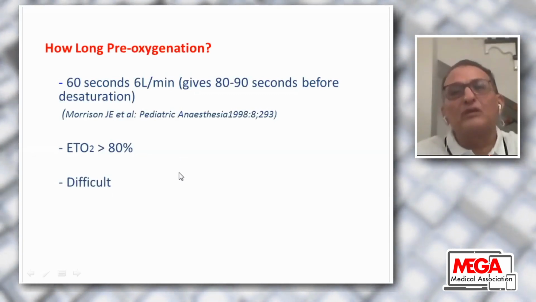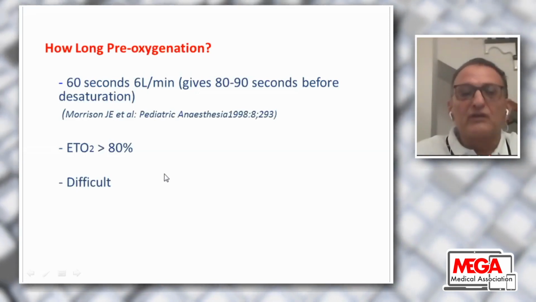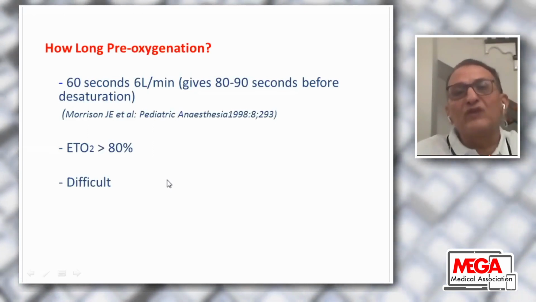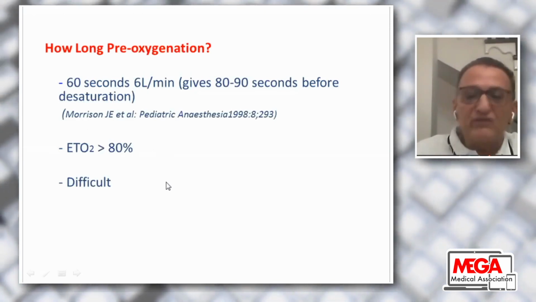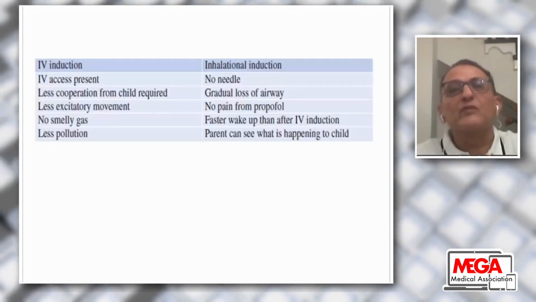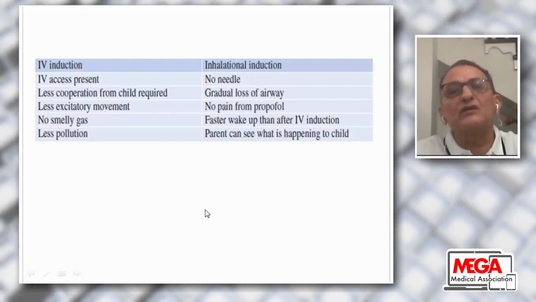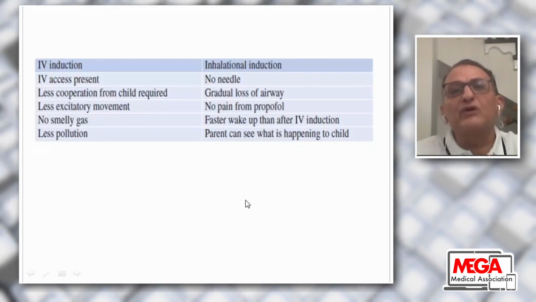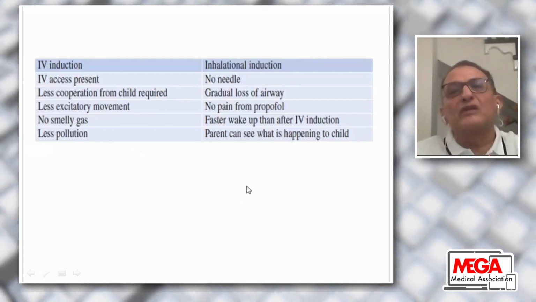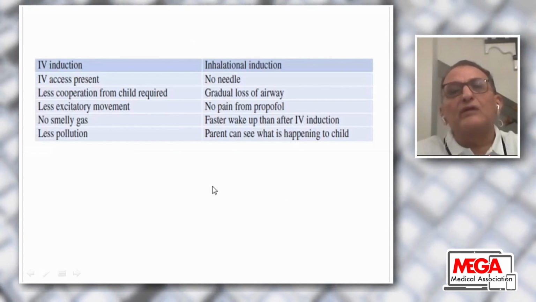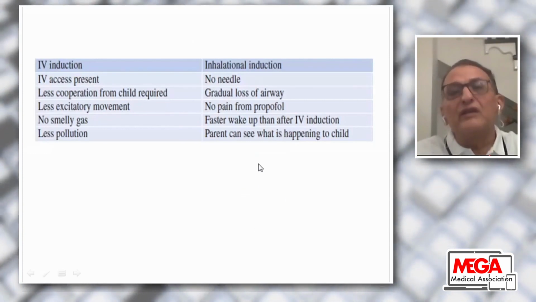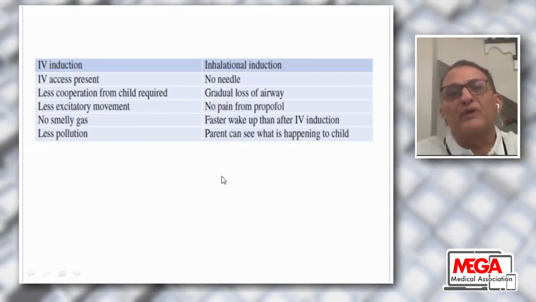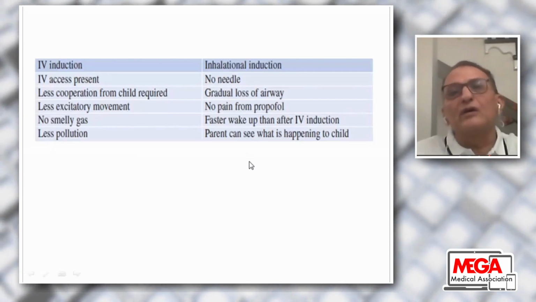And most of the time you need to do gentle manual ventilation to neonates before you intubate them, because otherwise you will try to intubate very early with the risk of regurgitation. Most of us will go for inhalation induction, even if I have an IV in place, because they gradually lose the airway and there is no pain from propofol. Definitely, if you have a short procedure, then that will be better than IV induction, and maybe the parental presence during induction will help in that.